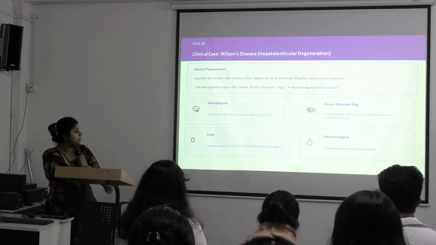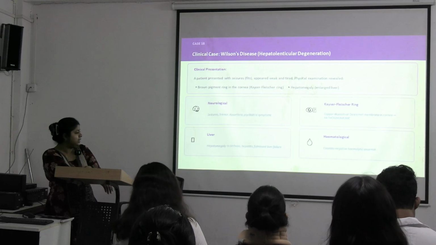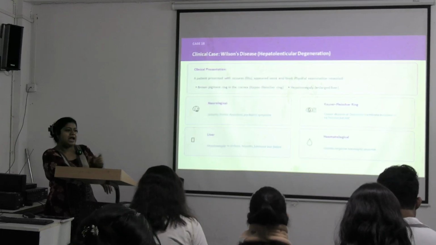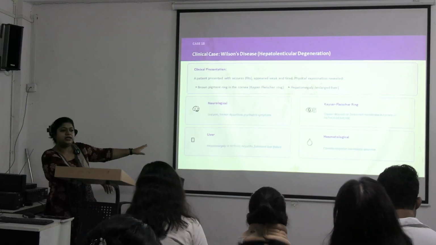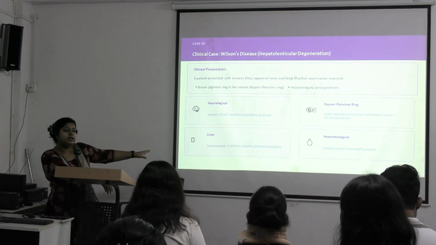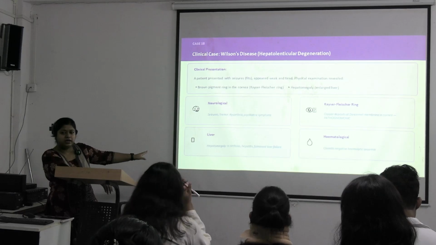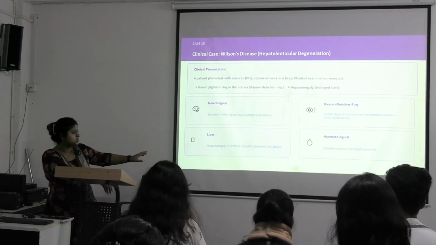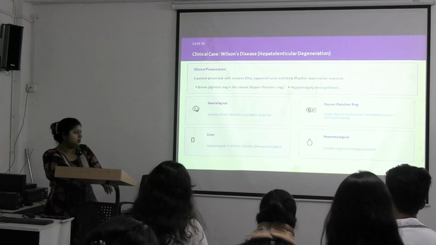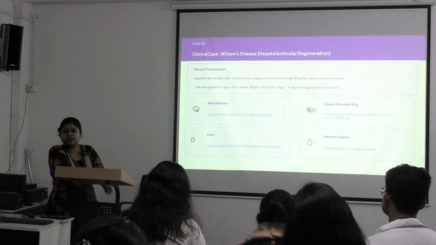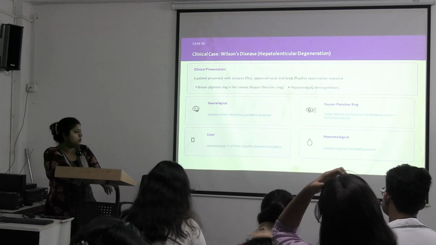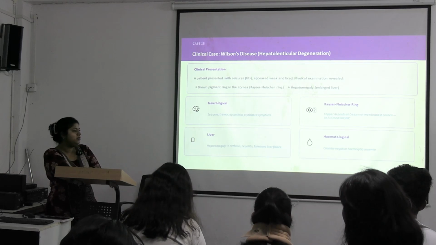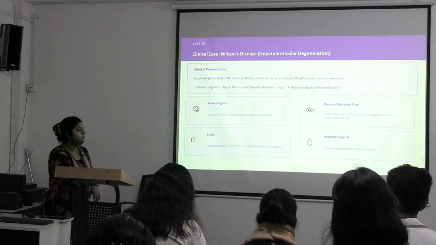Now, deposition of copper in liver will lead to hepatomegaly and can lead to cirrhosis, hepatitis or liver failure. From this point, what other findings will we look for in our investigation? Liver function test we can also suggest. And hematological: if the copper is deposited in blood and other organs like bone marrow, there will be hemolytic anemia also, which will be Coombs negative.